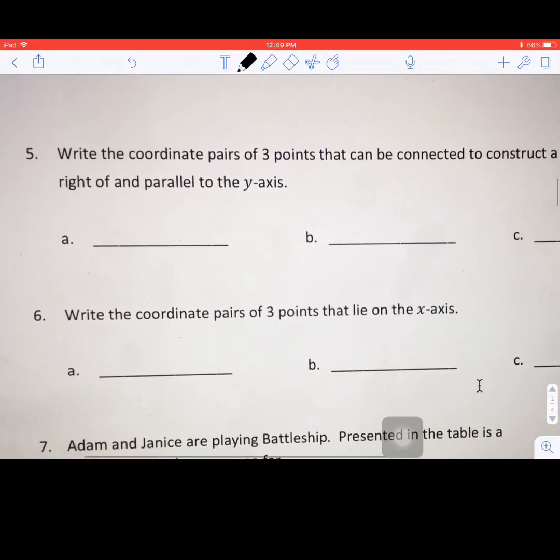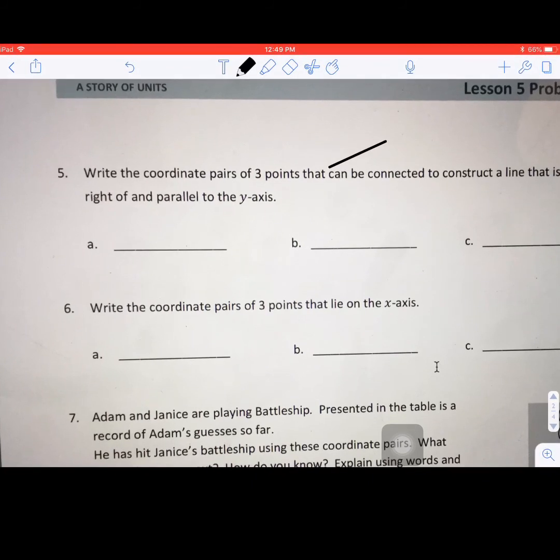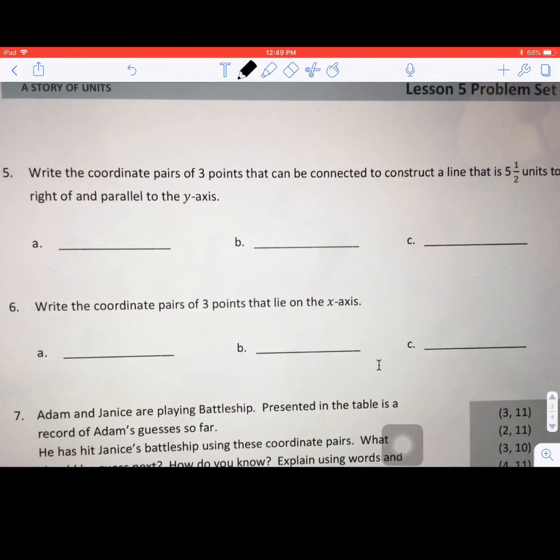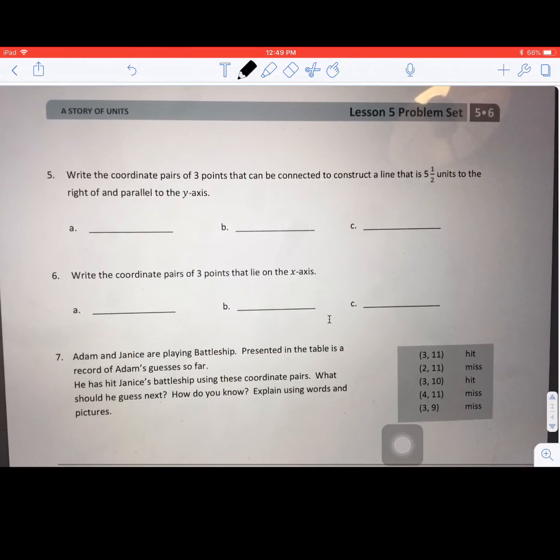Question 5 says, write the coordinate pairs of 3 points that can be connected to construct a line that is 5.5 units to the right of and parallel to the y-axis. So it's 5.5 units to the right of and parallel to the y-axis. That 5.5 units is very important. And parallel to the y-axis.